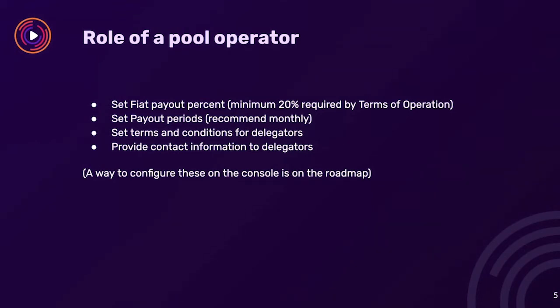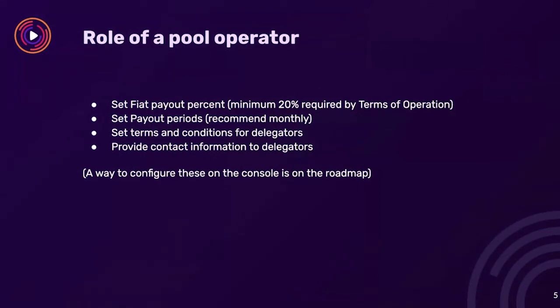But just so you know, the role of a pool operator is slightly more involved. One is you need to set a fiat payout percentage. The minimum is 20%, required by the terms of operation that you agreed to when you signed up a worker node.